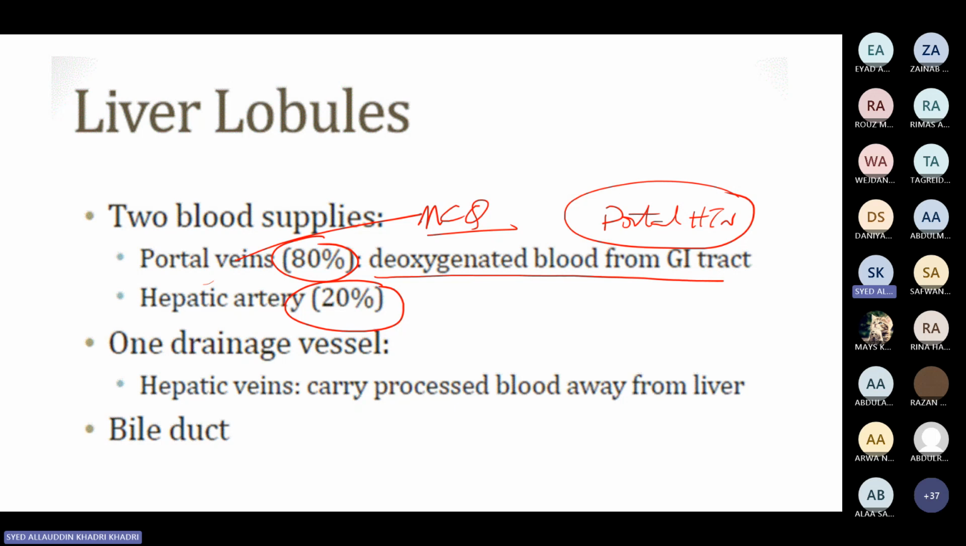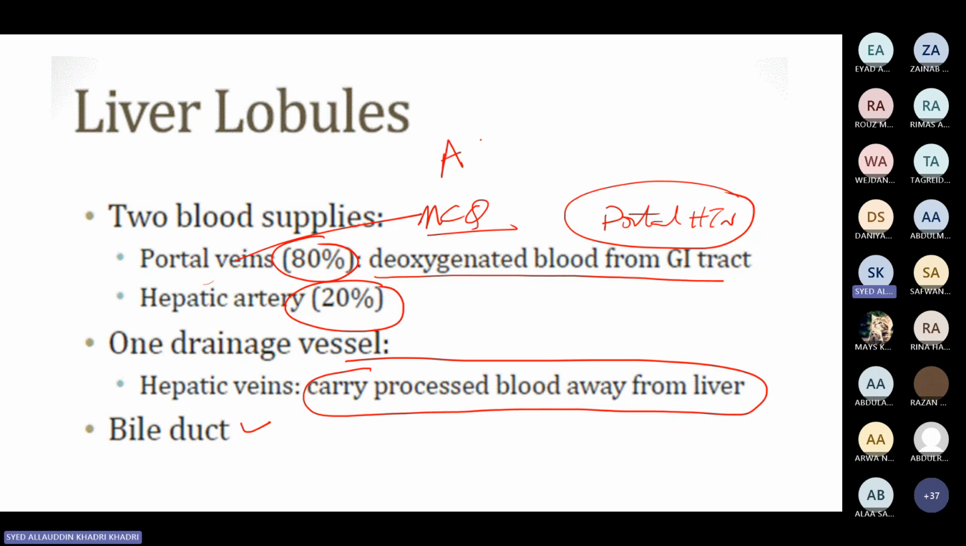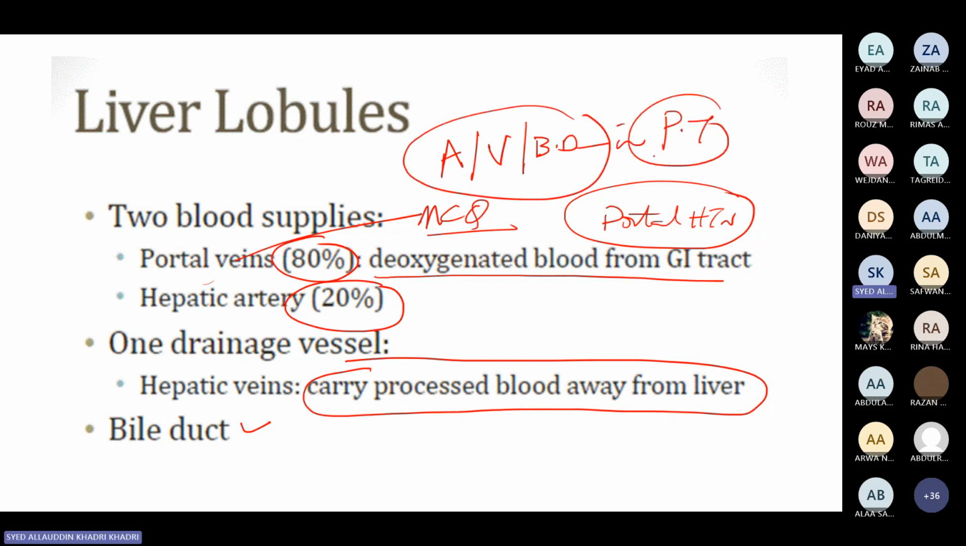Okay, the hepatic artery is only 20%. So one drainage vessel, the hepatic veins, carries processed blood away from the liver. There's only one vessel going off, and another is the bile duct. So we have an artery, we have the vein, we have the bile duct in the portal tract. You should know anatomically what the portal tract is, and you should know portal hypertension.